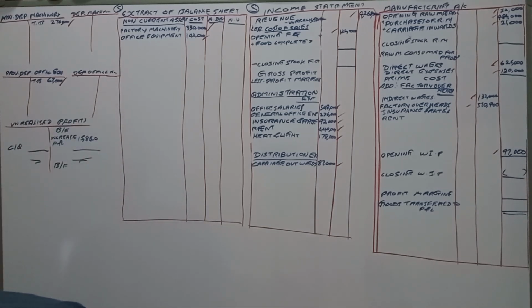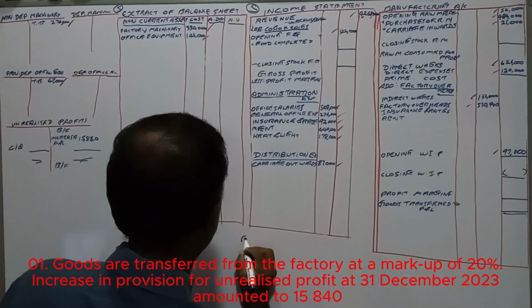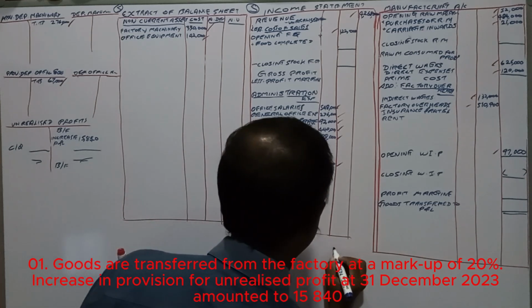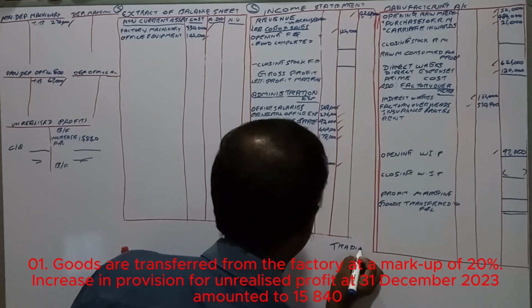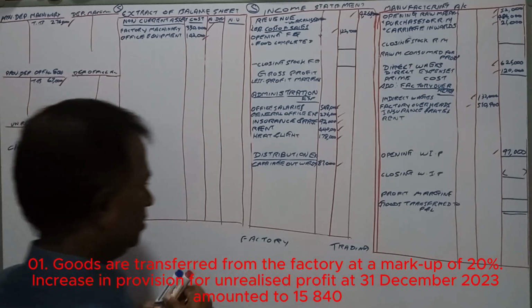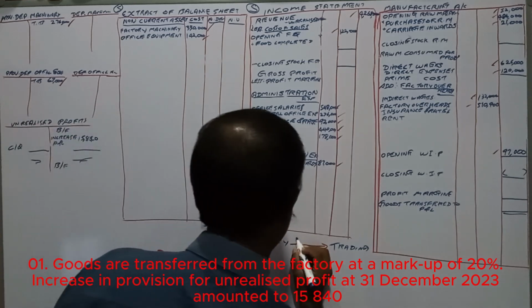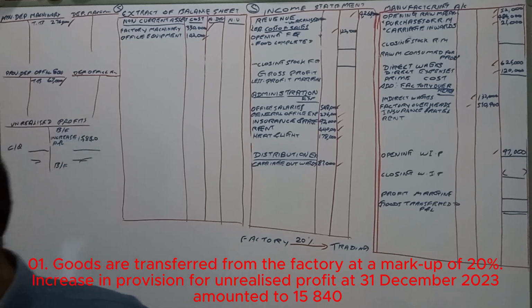In the additional information, they have given that goods are transferred from the factory at a markup of 20%. Right? Here is the factory, here is trading. Here is the goods transferred at the rate of 20% markup. Right? They used to keep 20% markup.